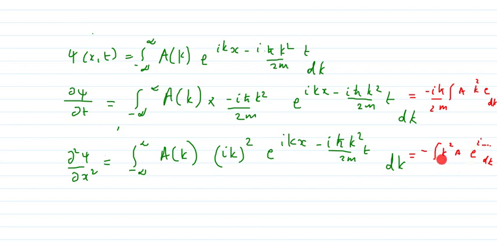Okay, so here we have integral k square a e raised to the exponential values into dk. So what we have to do is, the value of this integral is actually minus dou square psi by dou x square. So give it here. So rewriting, dou psi by dou t is equal to minus i h cut by 2m into what we have, which is minus dou square psi by dou x square.